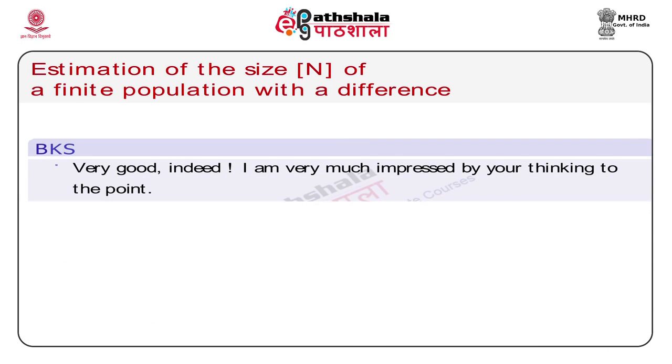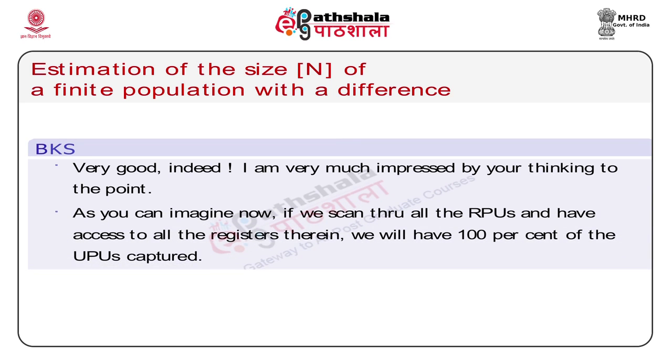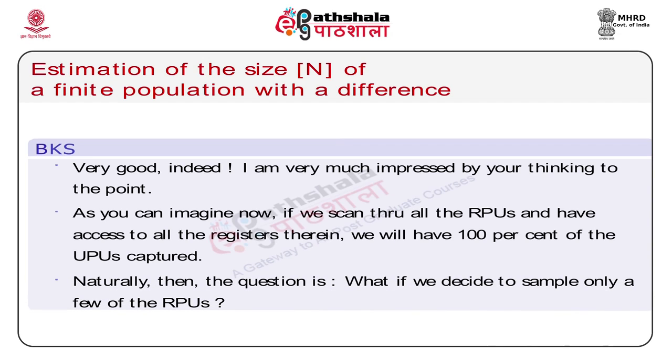Very good. I am very much impressed by your thinking up to this point. Yes, as you can imagine, if we can scan through all the reference population units and if we have access to all their registers, then we have 100% numbering of the ultimate population units captured, because nobody can escape through the registers. Naturally, then the question is, what if we decide to sample only a few of the reference population? There are too many reference population units. We do not have time or resources to go for 100% inspection. We take a part of them. We can sample that, and through that we can establish a network, and then we can try to do something.